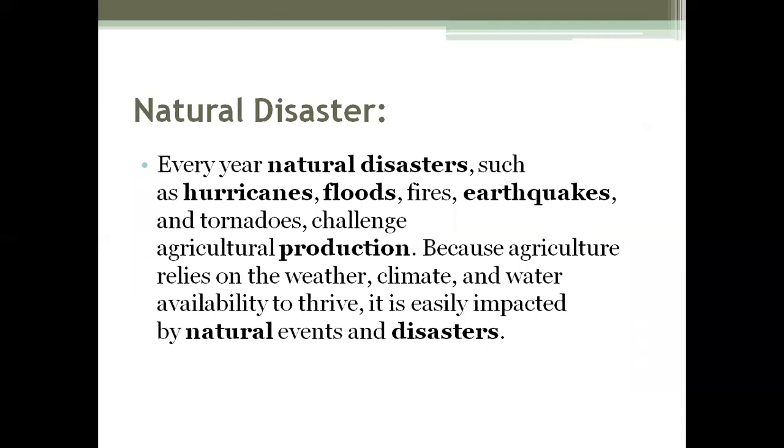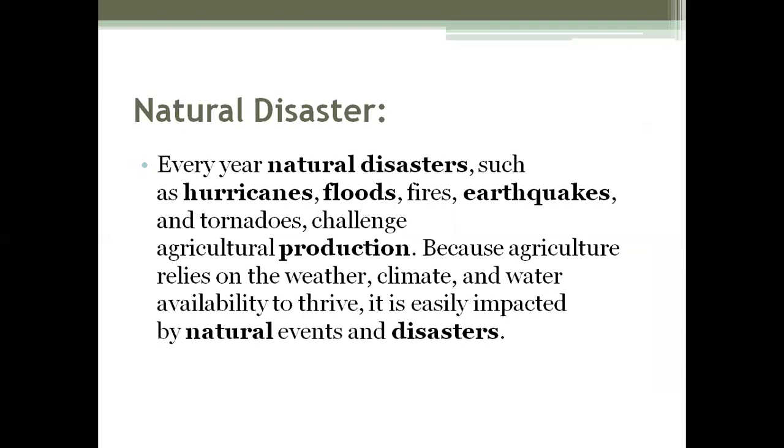Okay, another very important factor, and these days, even in our country, we are experiencing one of these factors also. And we will discuss it in the next slide. Natural disaster. Every year, natural disasters such as hurricanes, floods. Natural disaster is a natural event that can cause greater damage.